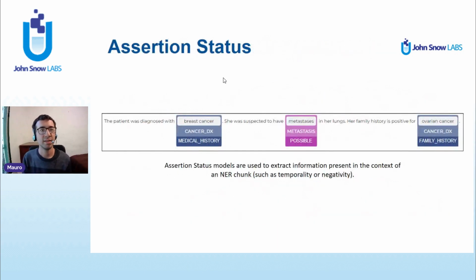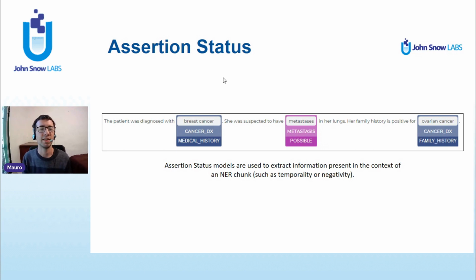Okay, and this is the fourth type of models, assertion status models. These models are used to get information from the context of the NER extractions. They are usually used, for example, to get if an NER extraction is absent, or if it is past or present or hypothetical. They are used for that kind of things.